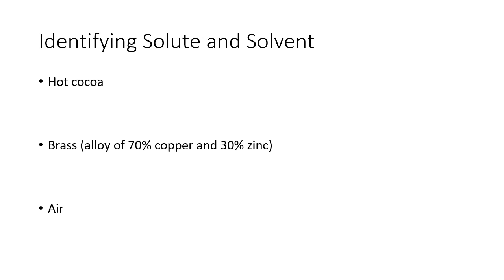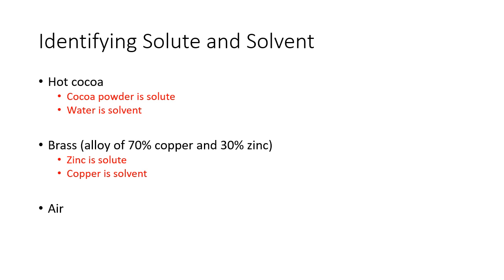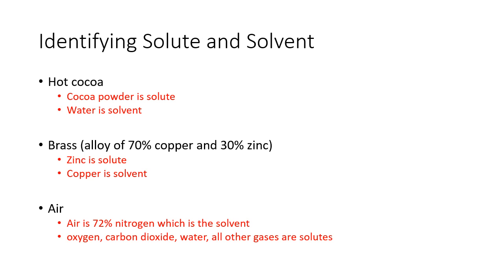All right, so hot cocoa. You have probably made hot cocoa from a packet at some point in your life, so that's the scenario we're going to talk about. That hot cocoa powder is the solute, and the water is the solvent. Now in brass, I've said it's an alloy, so it's a mixture of copper and zinc. And we have 70% copper, so that makes it the solvent, and 30% zinc, which makes it the solute. And finally, we have air, which is a mixture of gases. The one that's in overwhelming majority is nitrogen. So nitrogen is the solvent, and everything else is the solute, as far as we're concerned in chemistry.